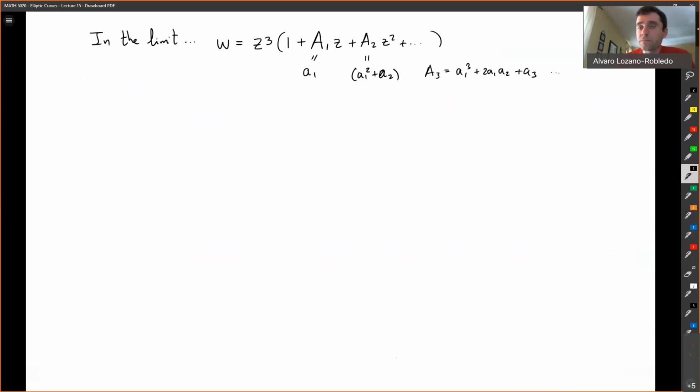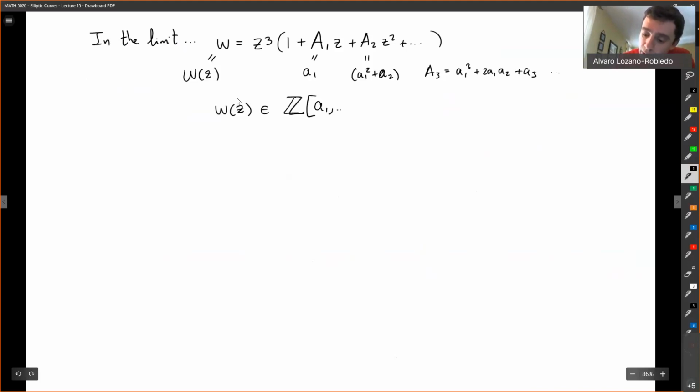So what I get is a power series now for W that belongs to, so the coefficients are in the ring generated by A1 through A6. That is the coefficient ring, and then these are power series in Z.